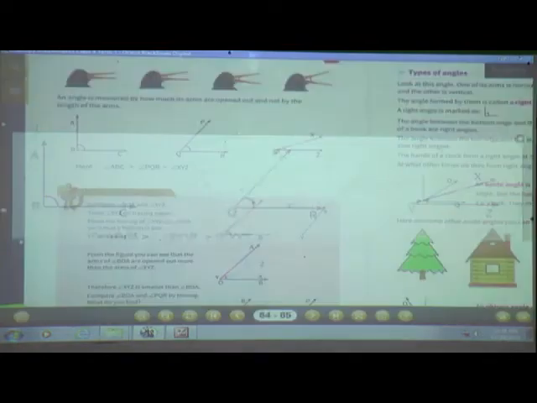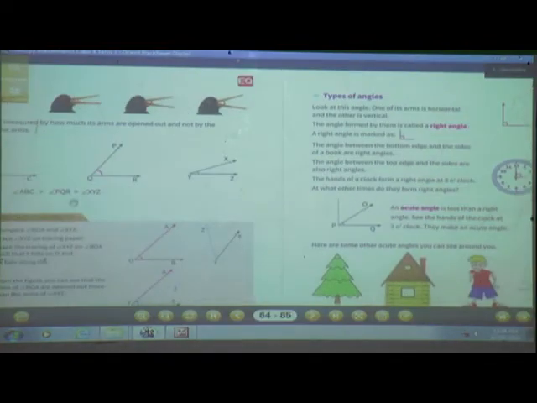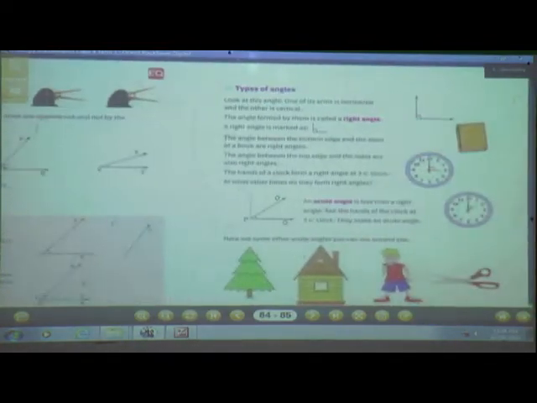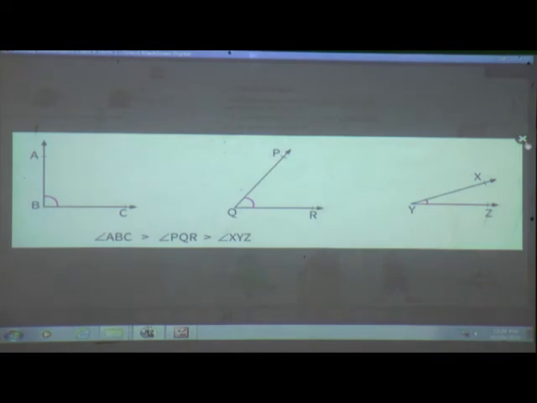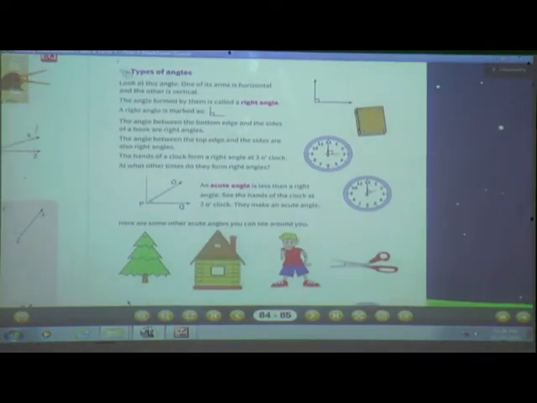Yes. So today we are going to study how to measure the angles and what are the types of angles. So there are three types of angles. First is right angle, second is acute angle, and the third is obtuse angle.